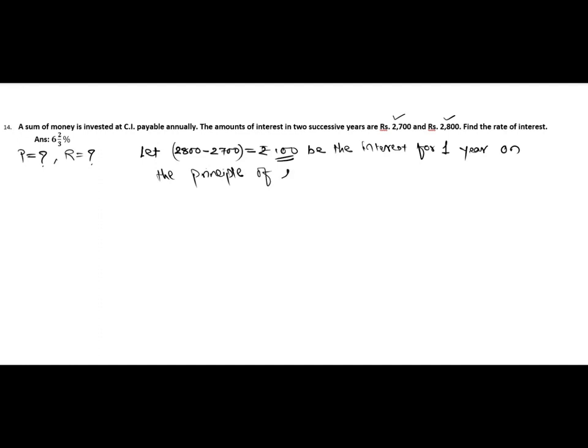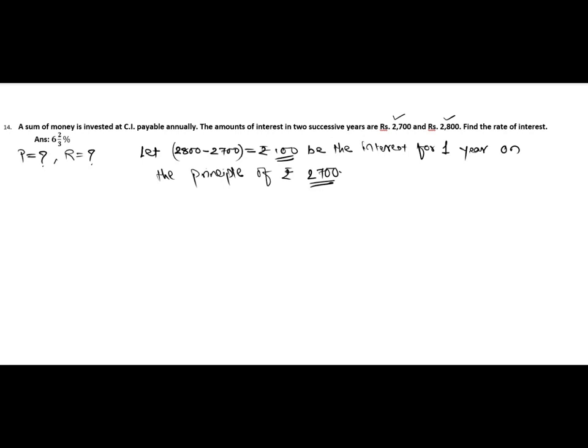So what is the method here? See the method. Let 2800 minus 2700 is equal to rupees 100 be the interest for 1 year on the principal of rupees 2700.